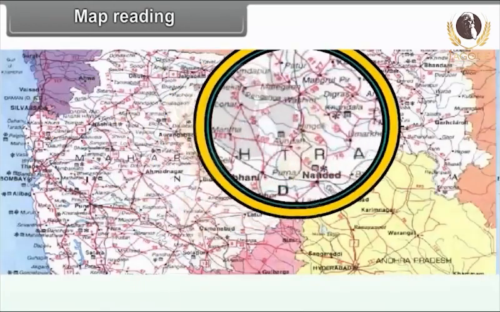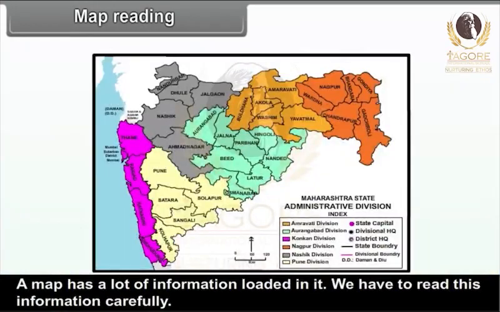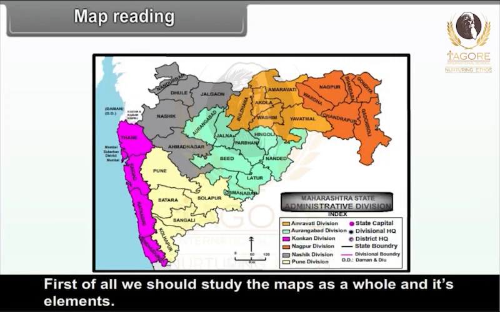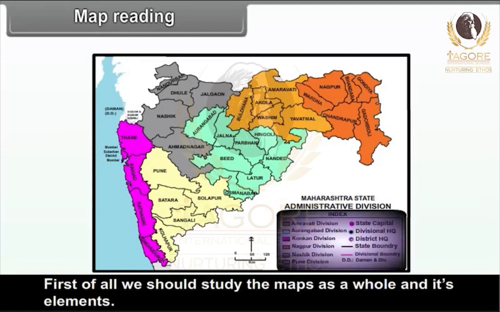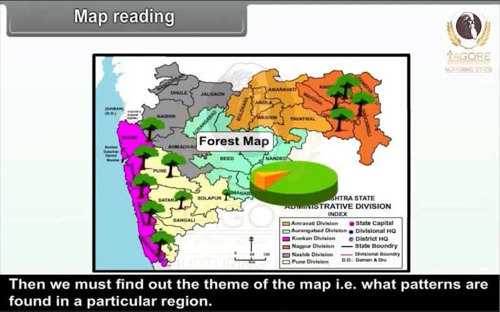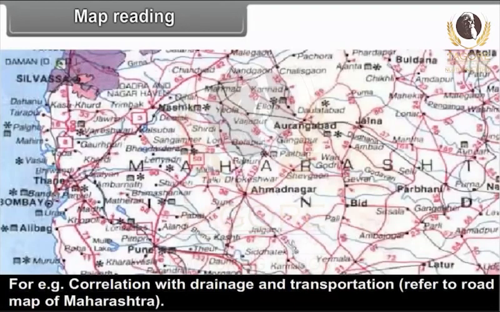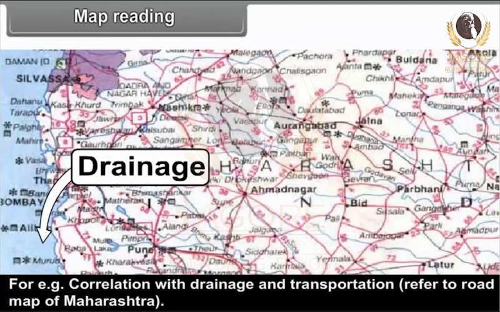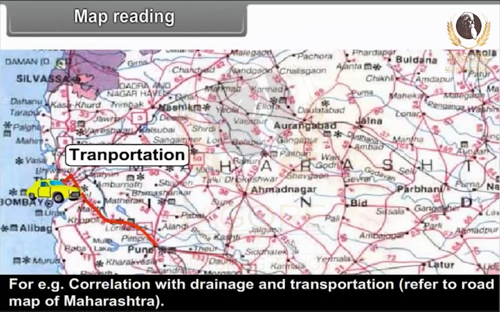Map reading. A map has a lot of information loaded in it. We have to read this information carefully. First of all, we should study the map as a whole and its elements. Then, we must find out the theme of the map. That is, what patterns are found in a particular region. For example, correlation with drainage and transportation.